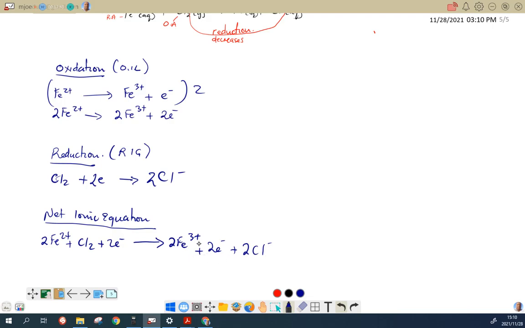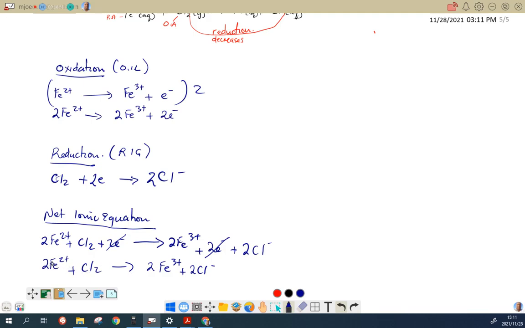And then we look at the number of electrons. That's what we can cancel, because that's what is common on both sides of the equation. So from there, we say there's nothing else that is common on both sides of the equation. So we now have our 2Fe2+ plus our chlorine to give us our 2Fe3+ plus your 2 chloride ions. So check again for balance.